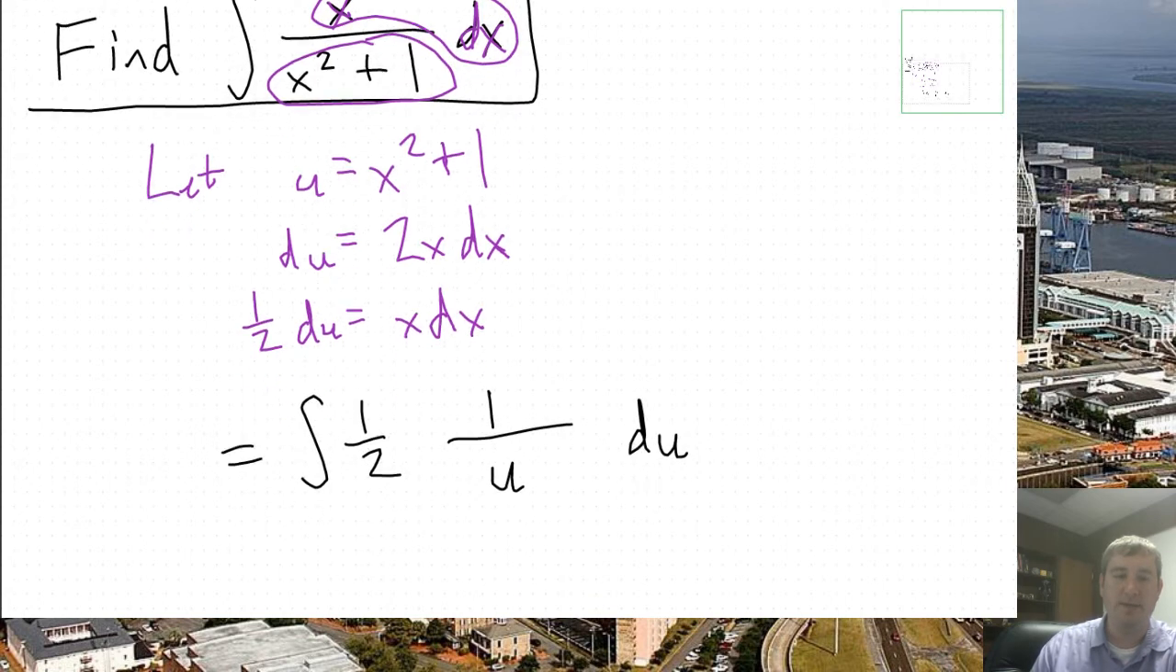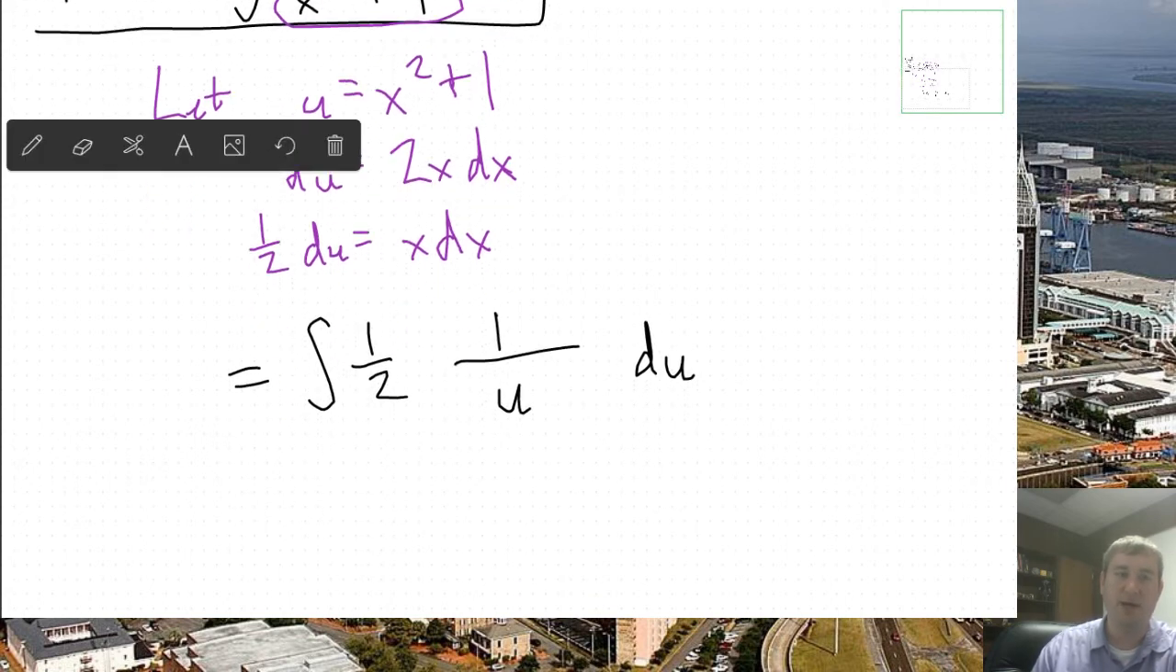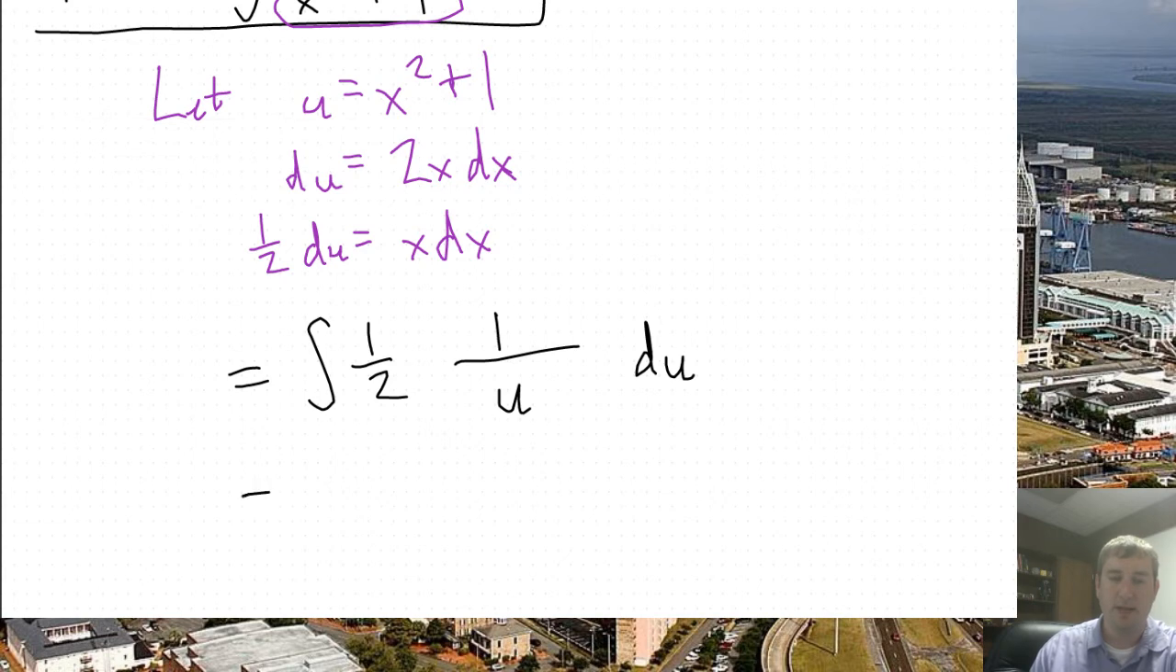All right, and that's a great thing to see because I can bring down the constant multiple 1/2. And what's the integral of 1 over u? Well, that's the natural log. In fact, that's how we define the natural log function. It'll be the natural log of absolute value u plus c.